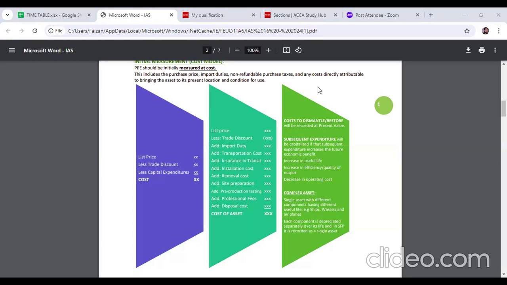Who will clean the car? The garage guys are going to clean the car. They are going to repair the car. They are going to tune the car after regular intervals. So the garage services are what? Revenue expenses. Very nice.